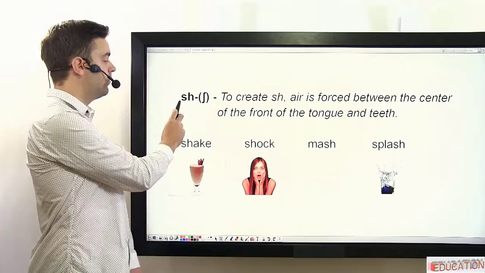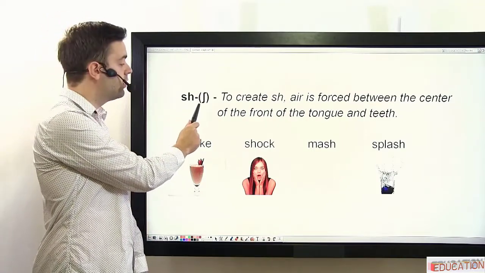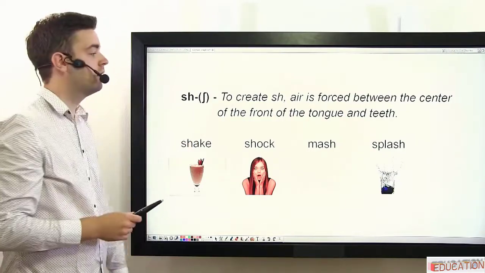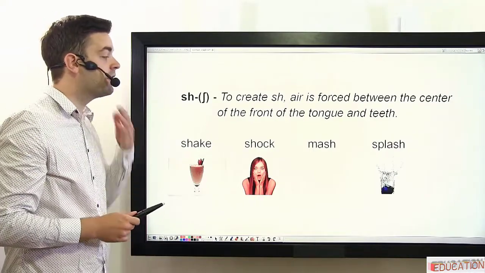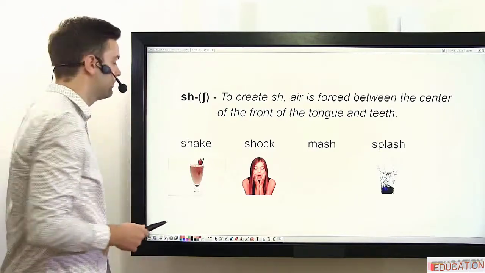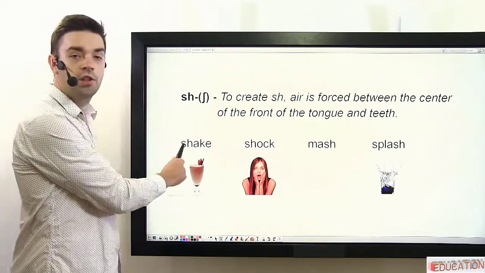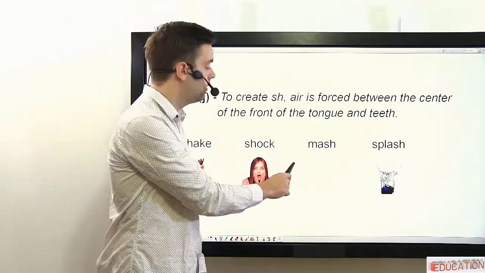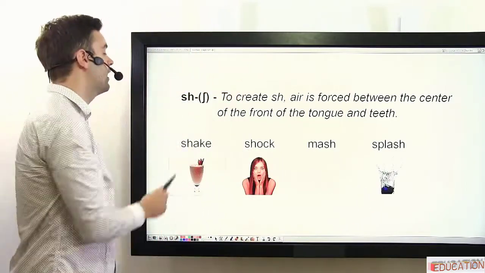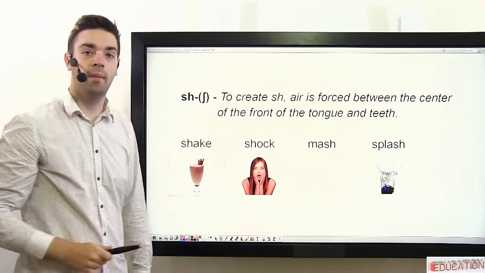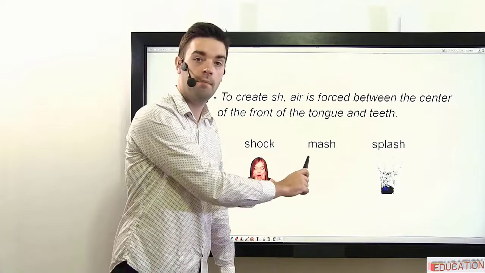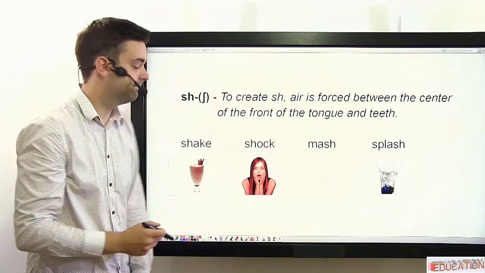When you join S and H, you make a sh noise. So to create sh, air is forced between the center of the front of the tongue and the teeth. So sh. Shake, shock, mash, and splash.